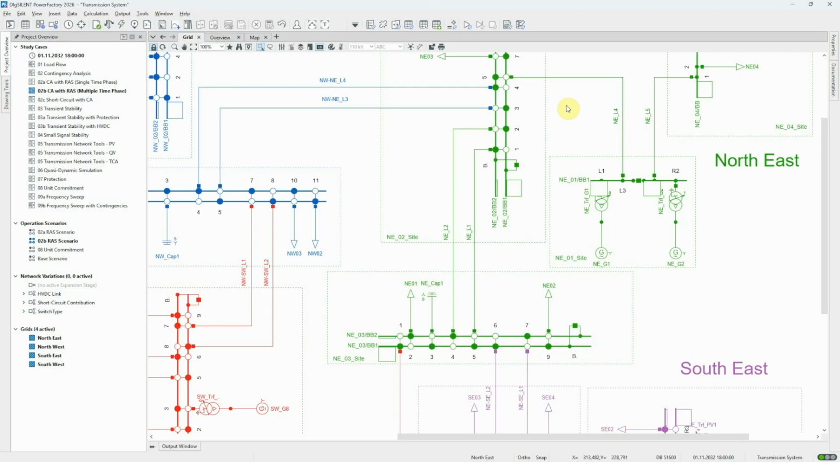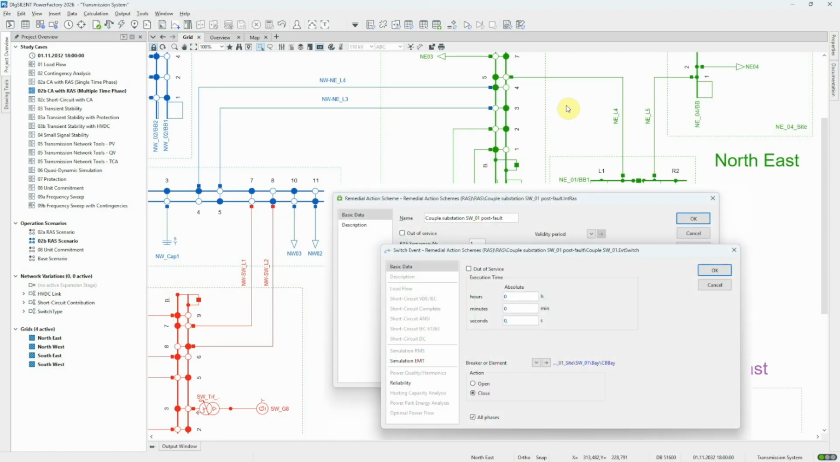Following on from the previous example, where the Remedial Action Schemes or RAS functionality was introduced, this video shows an example of multiple time phase contingency analysis with RAS. For any remedial action scheme, it's possible to assign times to the associated remedial action events. A non-zero time means that an action will not take place until some time after the RAS has been triggered.